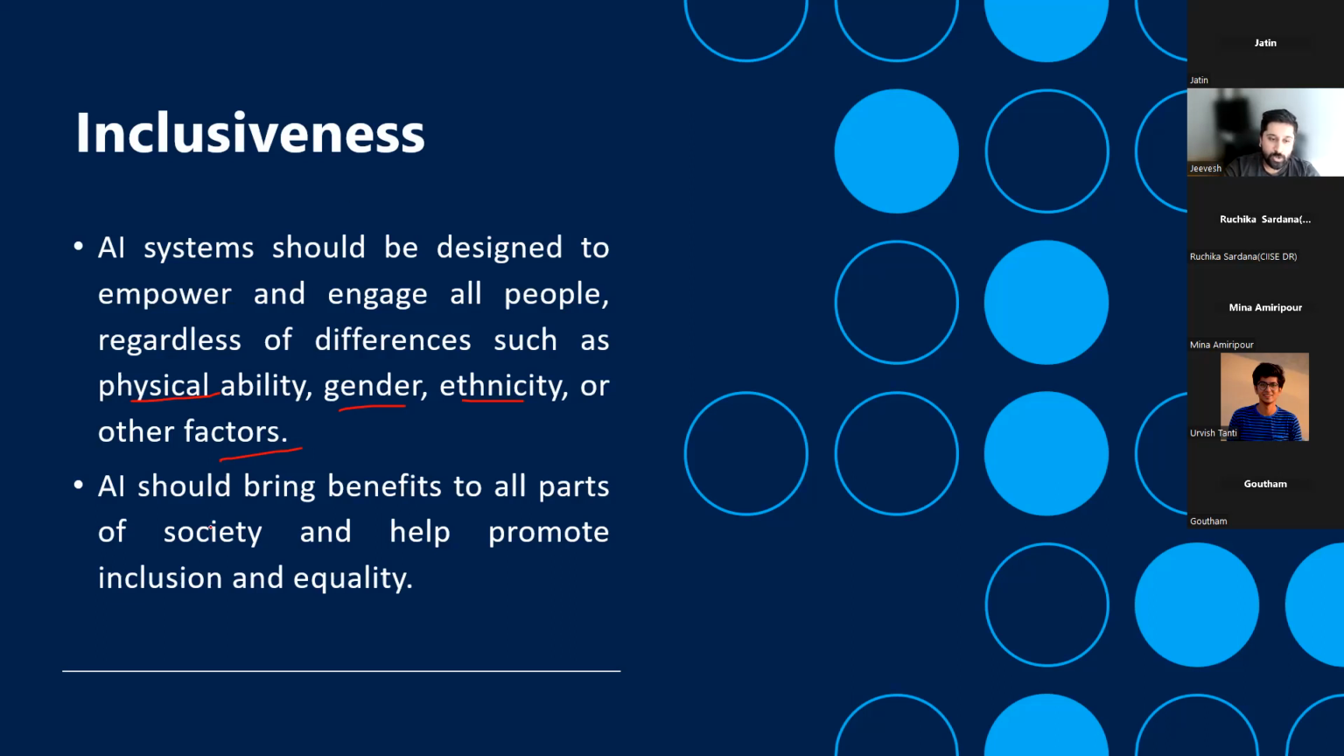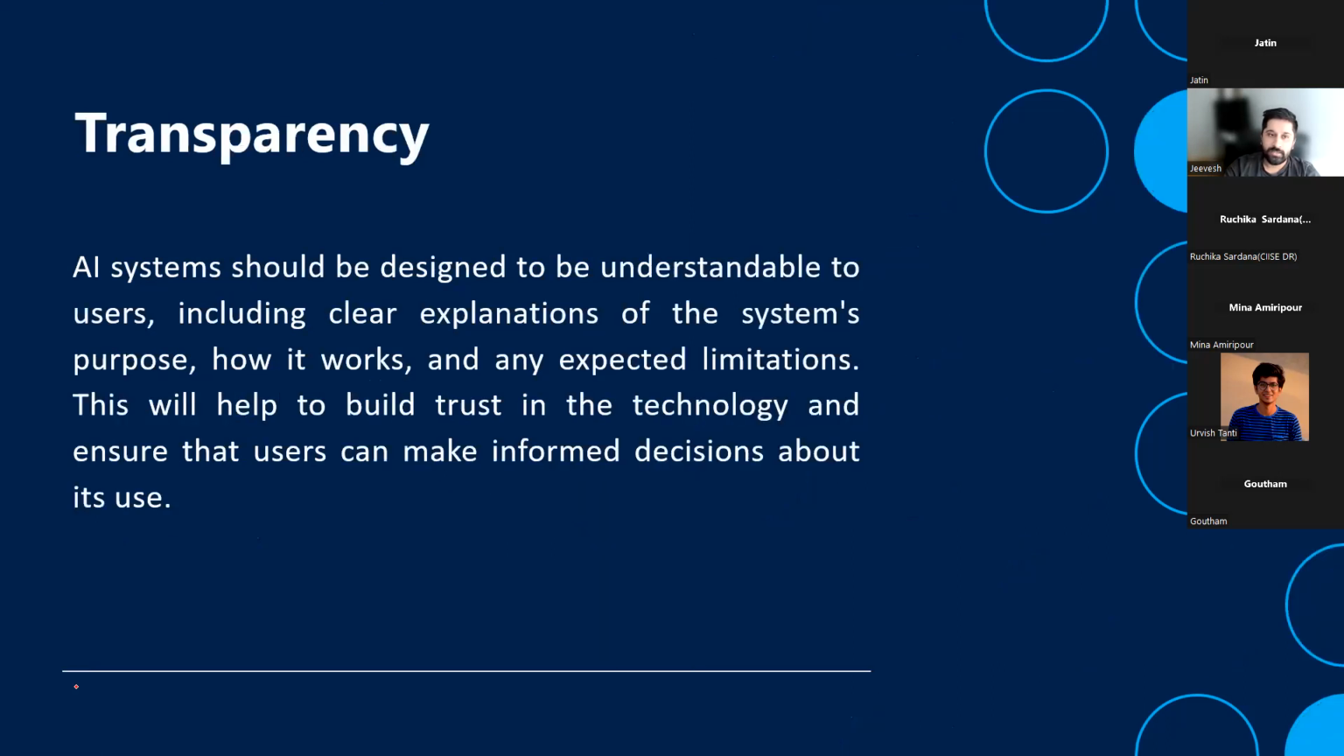AI should bring benefits to all parts of the society and help promote inclusion and equality. So definitely you should have inclusion, you should have equality. In the real world, I will say, theoretically 100% is what we want. Practically, try to make it as much as possible.